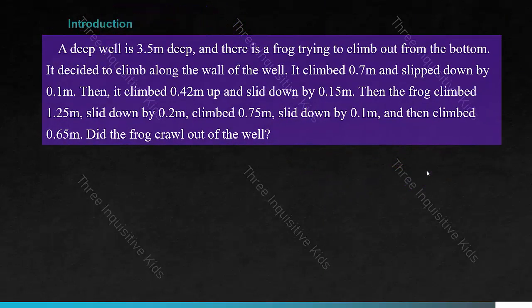A deep well is 3.5 meters deep, and there is a frog trying to climb out from the bottom. It decided to climb out along the wall of the well. It climbed 0.7 meters, and then slipped down by 0.1 meters. Then it climbed up 0.42 meters, and then slid down by 0.15 meters. Then the frog climbed by 1.25 meters, slid down by 0.2 meters, climbed up by 0.75 meters, then slid down by 0.1 meters. And then finally, it climbed up by 0.65 meters. So, did the frog crawl out of the well in the end?